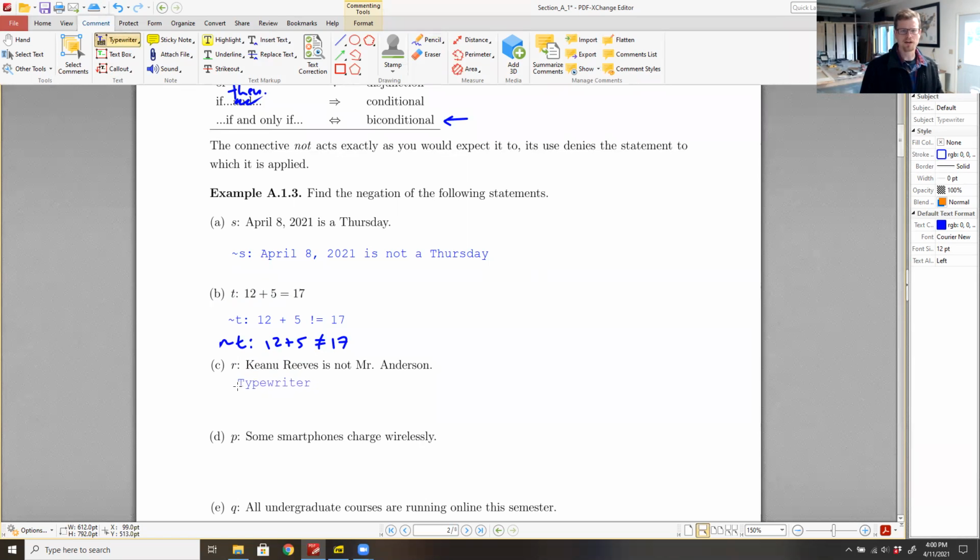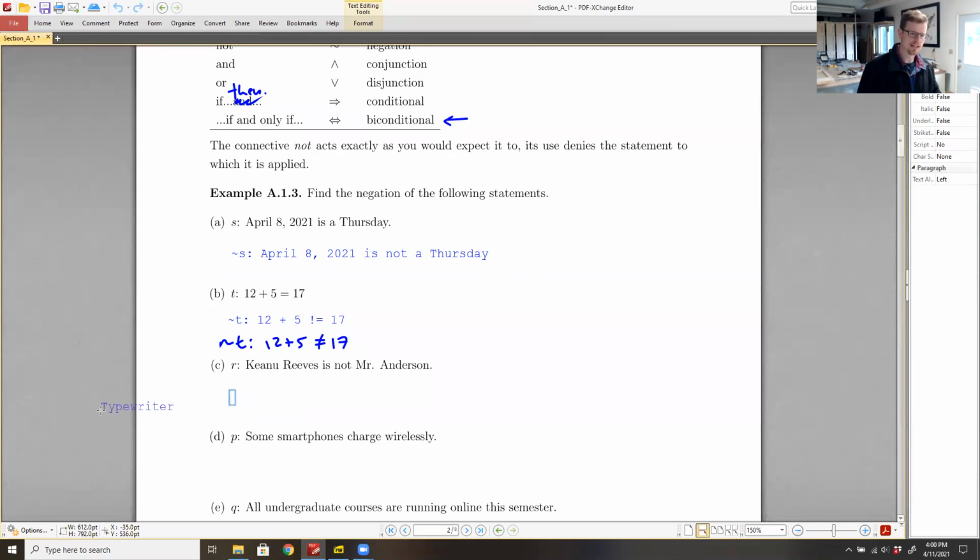All right, so Keanu Reeves is not Mr. Anderson. What is the negation of that? Well, this already has a not in it. So would it be Keanu Reeves is not not Mr. Anderson? Yes, I suppose it would be, but much like the English language works, when you have a double negative, you end up with the canceling. So the negation of R in this case, which already has a not in it, will give us that Keanu Reeves is Mr. Anderson. And while I don't think that he would deny that, he might correct you and tell you that his name is Neo.